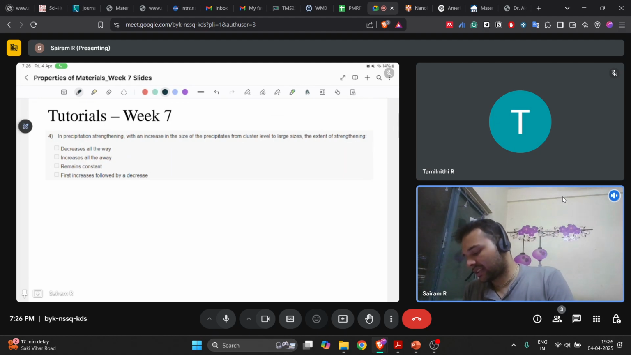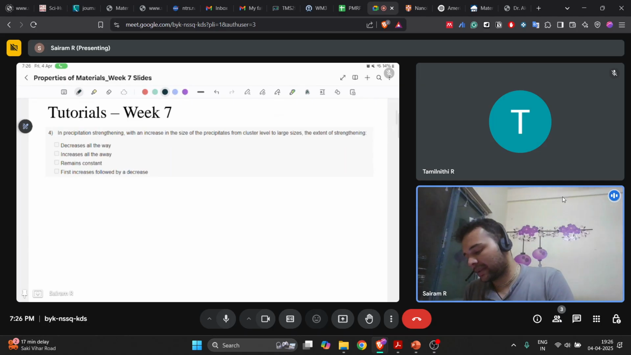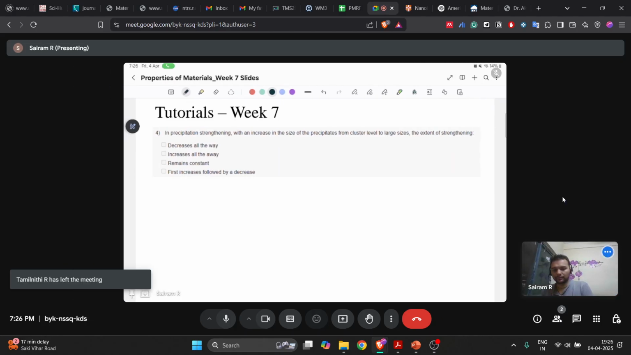In precipitation strengthening, with an increase in the size of the precipitates from cluster level to large sizes, the extent of strengthening: decreases all the way, increases all the way, remains constant, or first increases followed by a decrease. I'll just give a short pause. If someone can answer, unmute yourself and answer, we can then have a discussion around it.